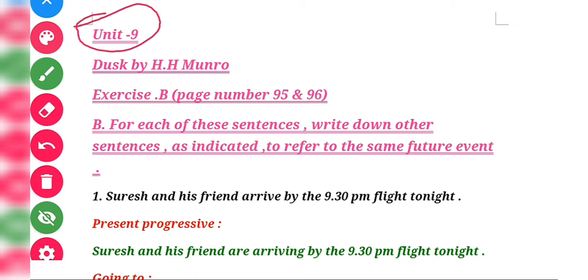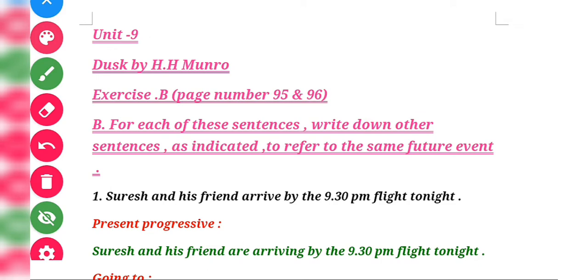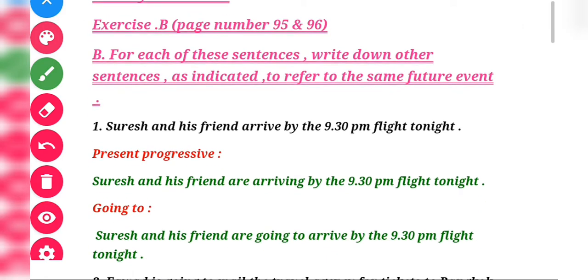Here we will discuss exercise B, which is given on pages 95 and 96. In this exercise there are some sentences given below in which you have to write down the other sentence which is indicated according to the sense. Mostly here we are going to have the sense of future event. So let us see. Here you can see the first sentence.